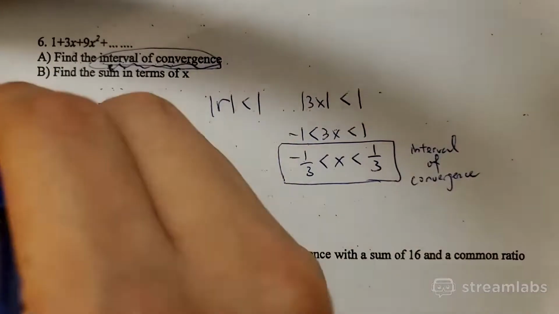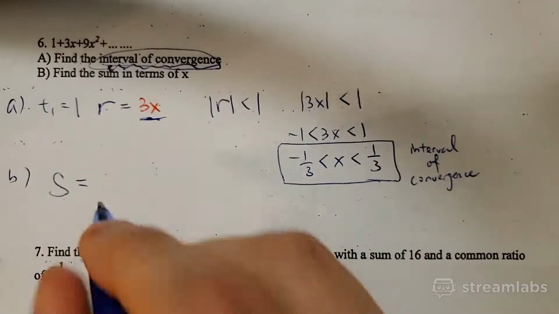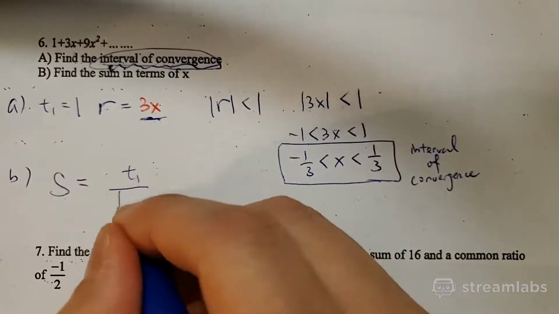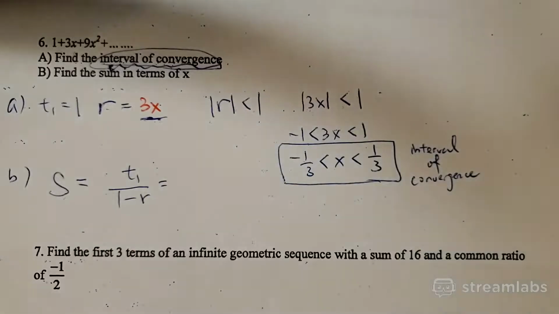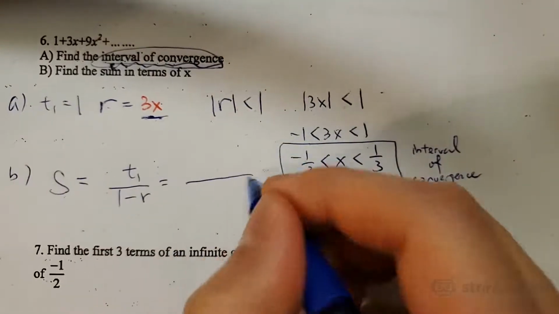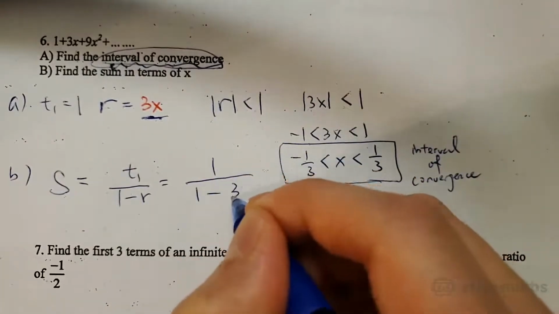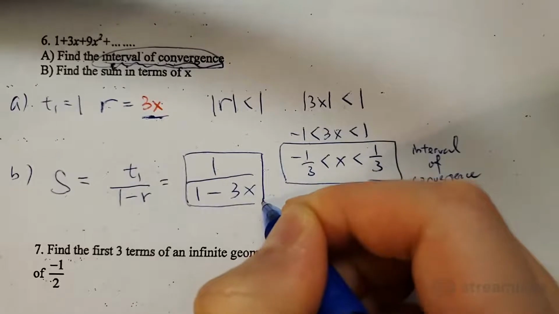Once we get that condition done, that's part A. Part B, then you can find the sum, T1 over 1 minus r, because this is an infinite series. The top becomes just this, so that would be 1 over 1 minus 3x. Okay, that's it.